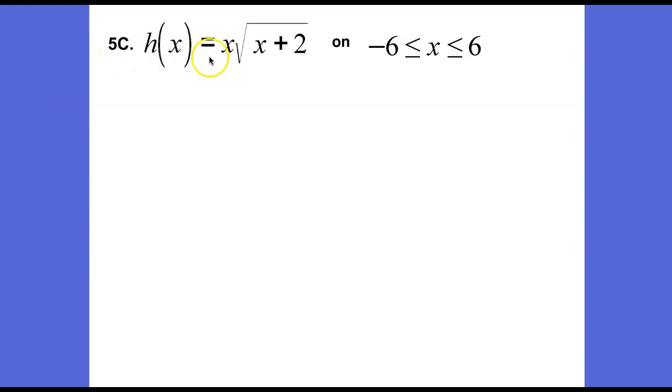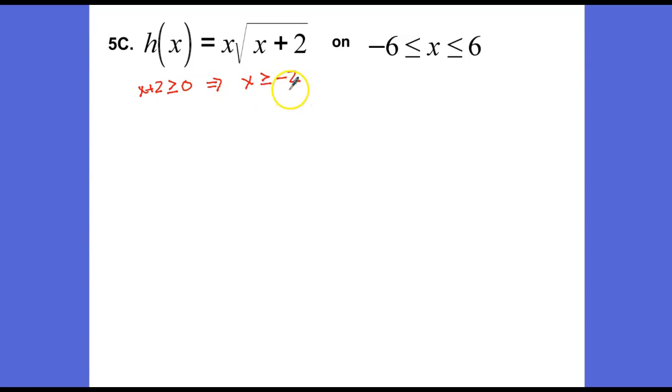Let's look at example 5c. Here we have h of x equals x times the square root of x plus 2 on the closed interval from negative 6 to 6. H of x is a composite function. It's the product of x and the square root of x plus 2. Well, x can be everywhere continuous, so that's not a problem. But the square root of x plus 2, remember that the radicand, the expression that is under the radical, has to be non-negative. And so what that means for us is that x plus 2 has to be greater than or equal to 0, which implies that x has to be greater than or equal to negative 2.